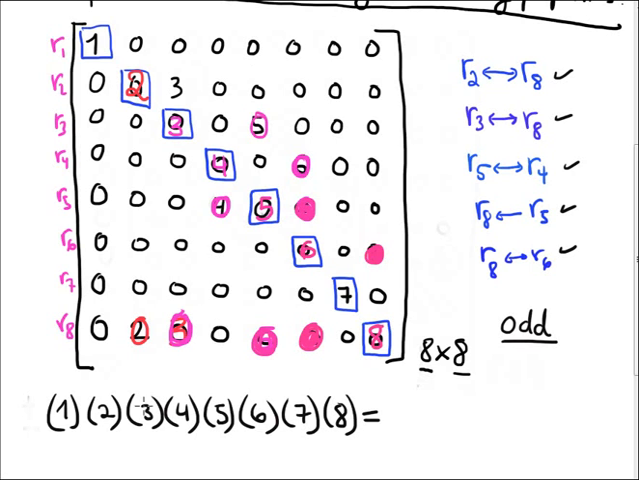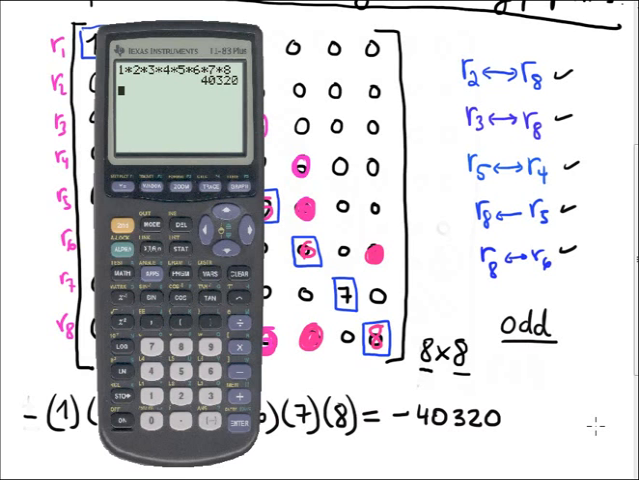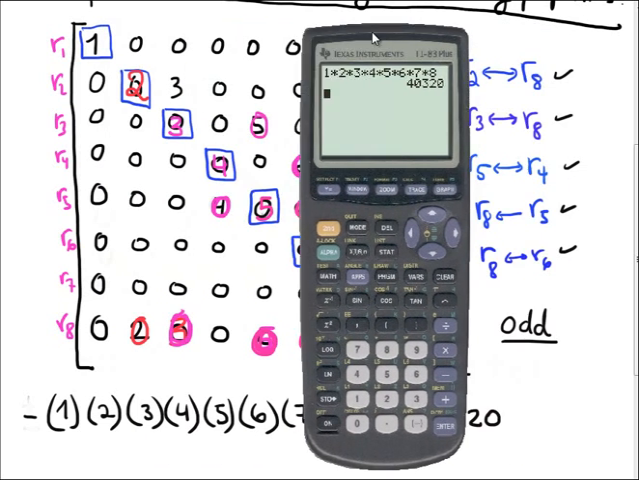Okay, I have put negative here. I multiply this. The answer is negative 40,320. Well, let's check with the calculator. Okay, I did the multiplication using the calculator. The answer is 40,320. Alright, now, by curiosity, I put a matrix A in my calculator.